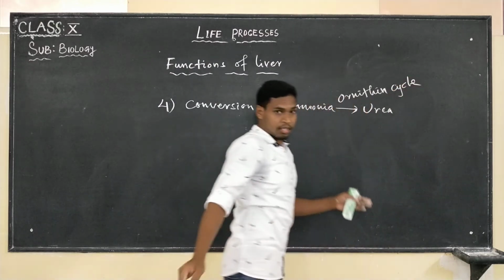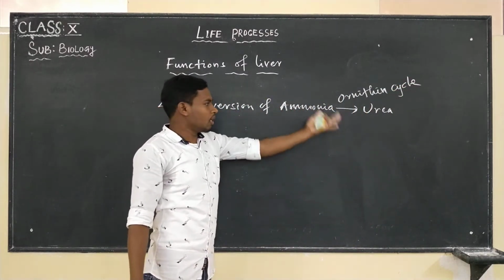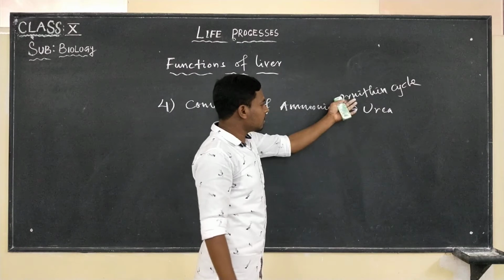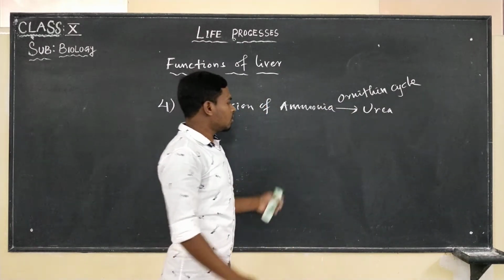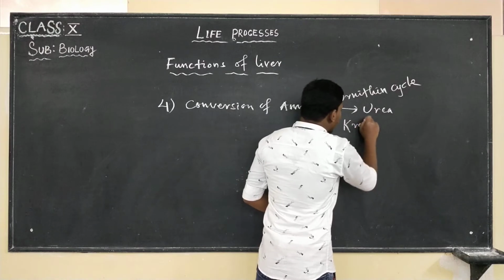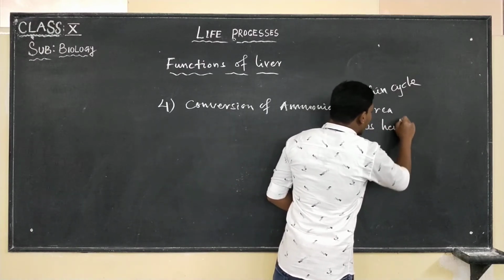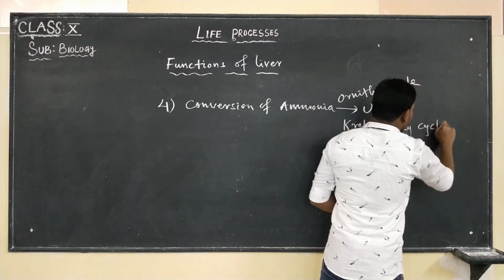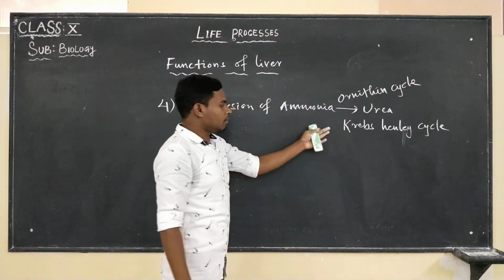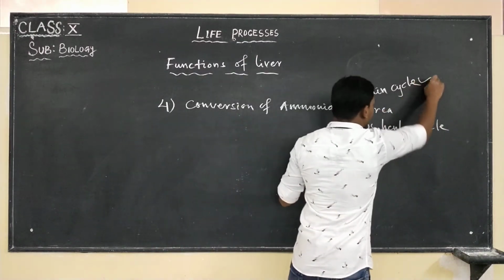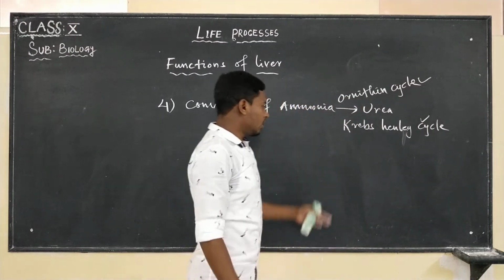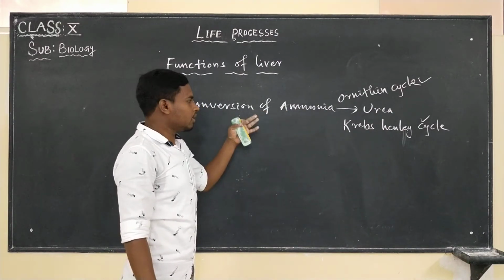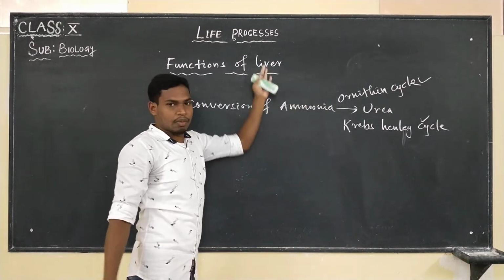The reaction that converts this toxic ammonia into less toxic urea is known as the ornithine cycle, or else it is also known as the Krebs-Henseleit cycle, named after the scientists. This ornithine cycle is also known as the Krebs-Henseleit cycle. So where does this process take place? In the liver.